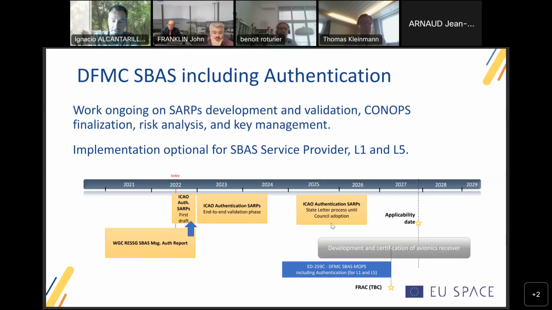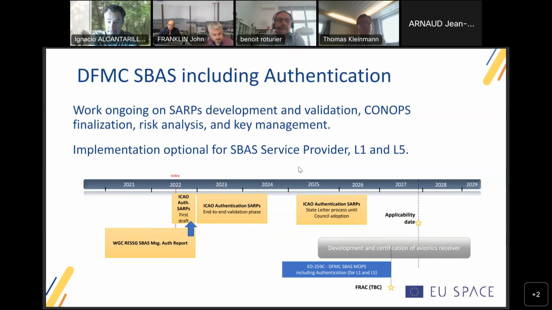And you can see here that if we consider an additional 3 years period, we will have an applicability of about end 2027. So then we are working on standardizing the DFMC solutions. On a second step, the authentication of those DFMC SBAS solutions. And maybe important for you to know is that this will be optional for the service provider. So the service provider may decide to include authentication or not. It could be different in Europe, in the US, elsewhere.